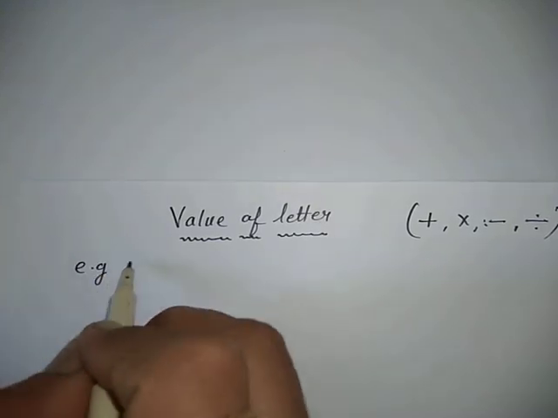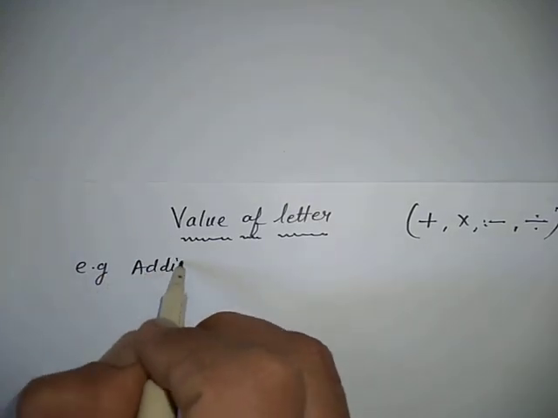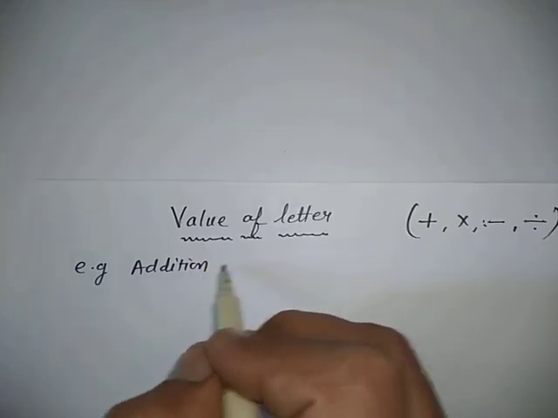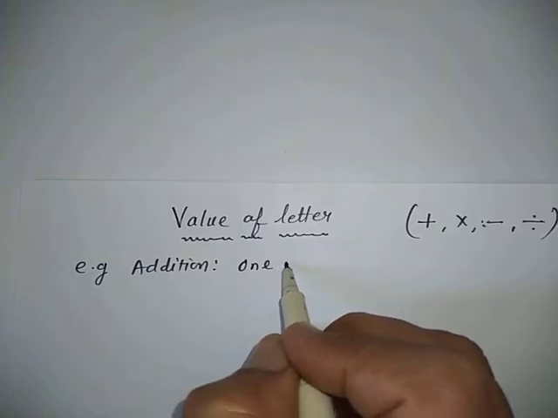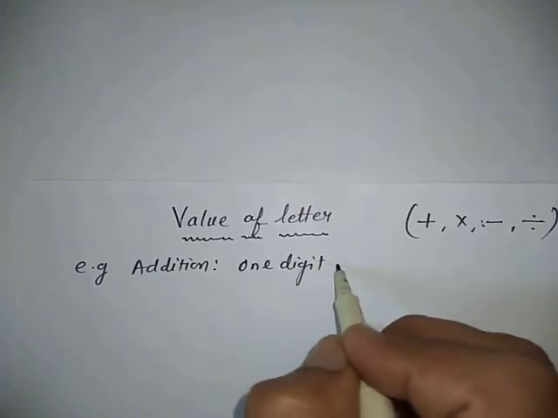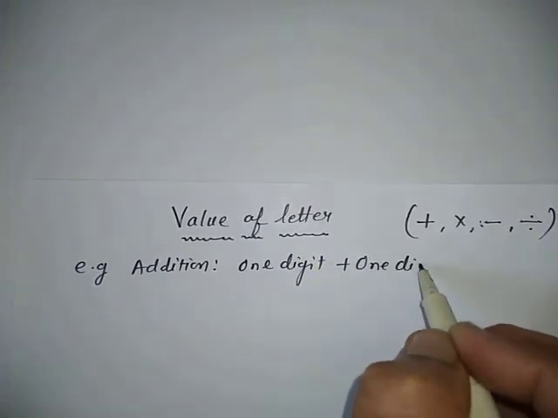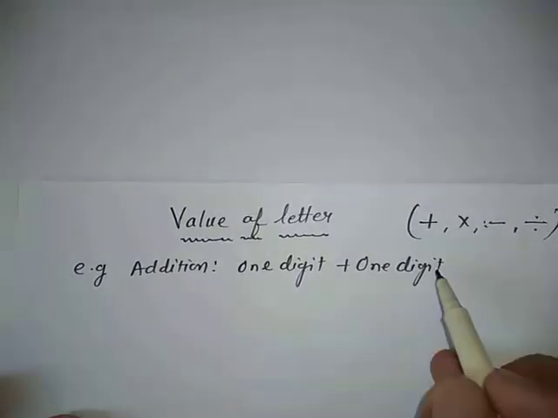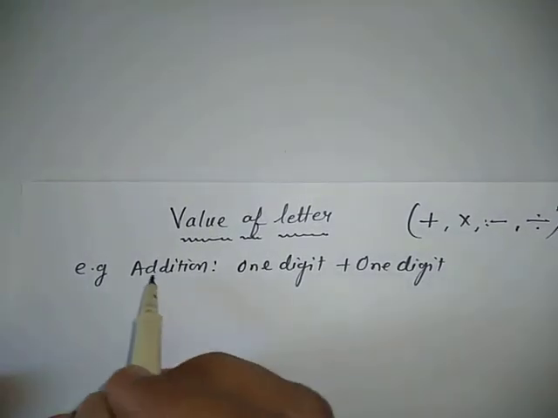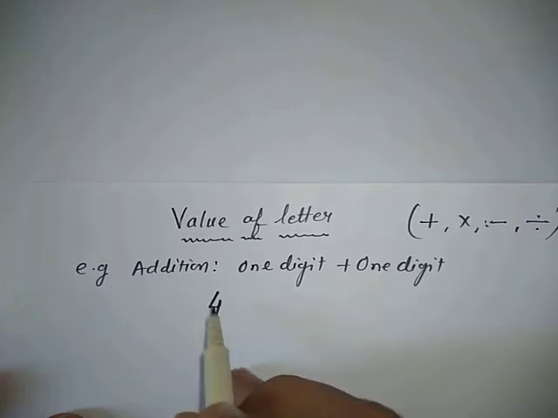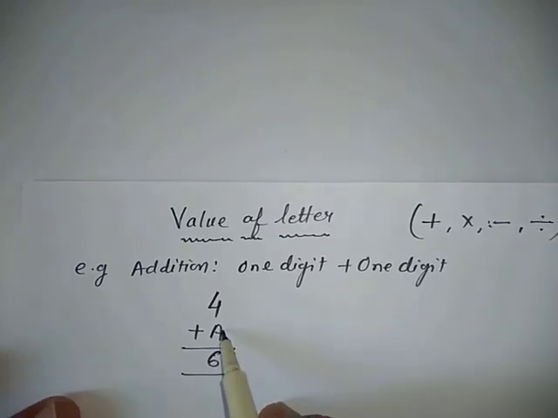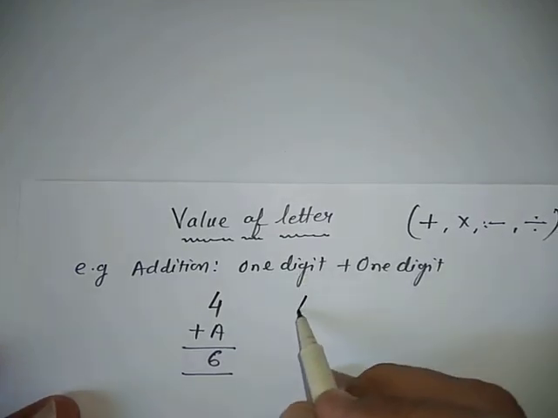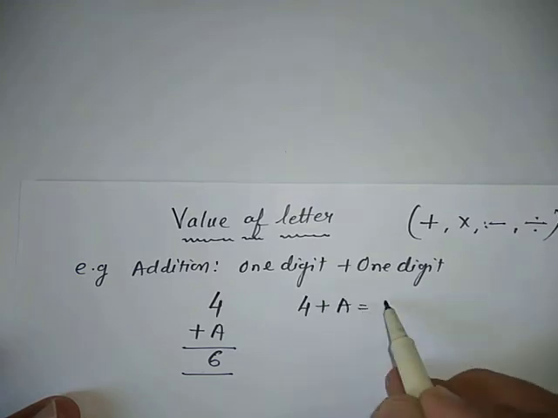Example we take. So addition, that is one digit plus one digit is the option. Now we take an unknown number, that is 4 plus a, and the result obtained is 6. So here we need to find the value of a. So 4 plus a is equal to 6.